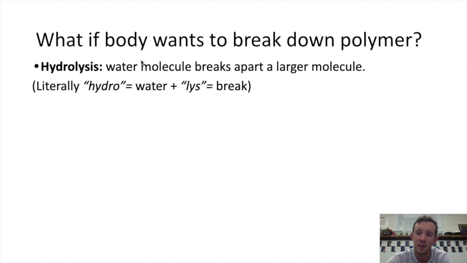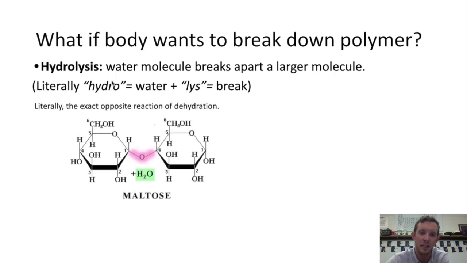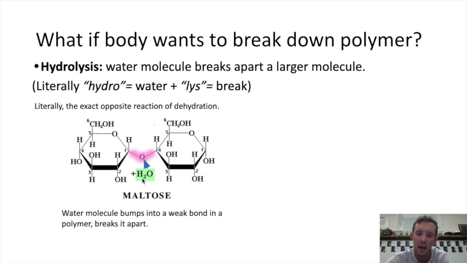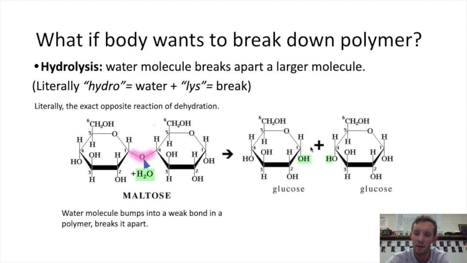Now, it's also possible that our bodies want to break down a polymer. And to accomplish this, our bodies will do what is literally the opposite reaction of dehydration. They'll do a process called hydrolysis, in which they use a water molecule to break apart a larger molecule. So here we've got that same molecule that we just synthesized and an extra water molecule. And this water molecule can bump back into the oxygen where it just left and split apart the polymer back into two monomers.